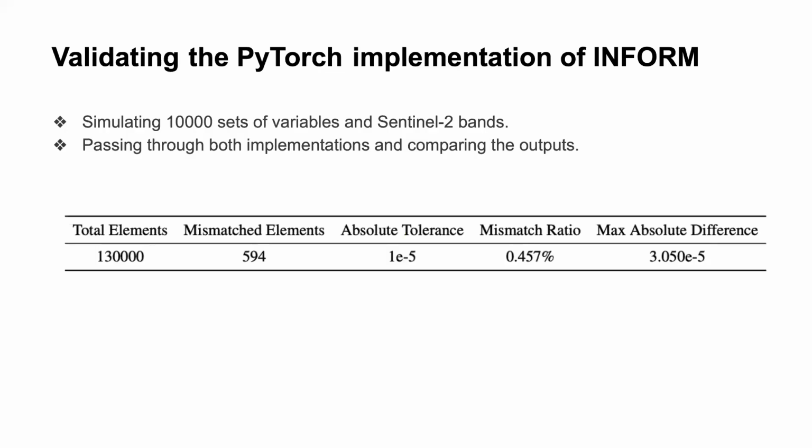So how does the model work? Before diving into that, I want to first show you that our PyTorch version is actually reliable. We validated the PyTorch implementation of the RTM by simulating 10,000 sets of variables and spectral bands and passing them into the NumPy version and the PyTorch version respectively to compare the outputs. We found that it is essentially equivalent to the original NumPy version and can be used.